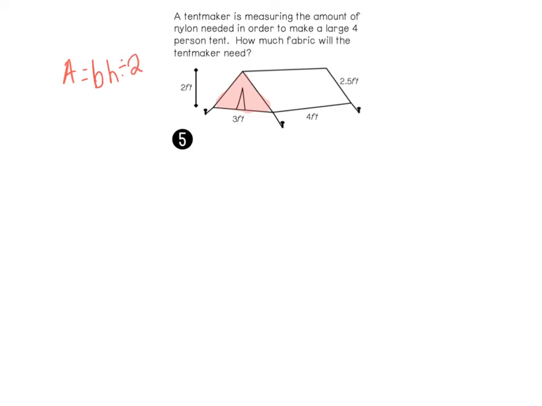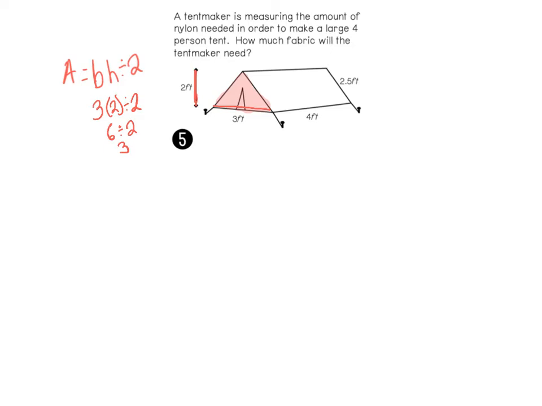So I can see that the base of this triangle is right here. That's 3 feet. The height of the triangle is actually given right here, and that's 2 feet, and then divided by 2. So 3 times 2 is 6, and 6 divided by 2 is 3. So the area of that triangle is 3 feet.